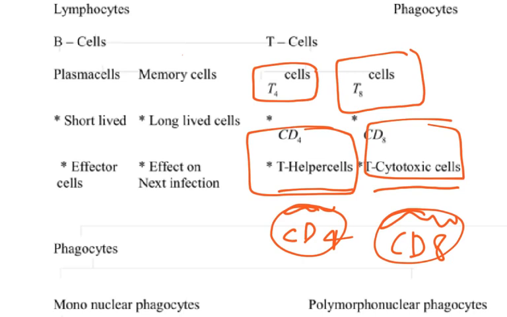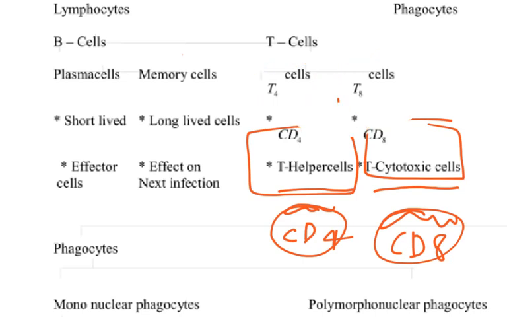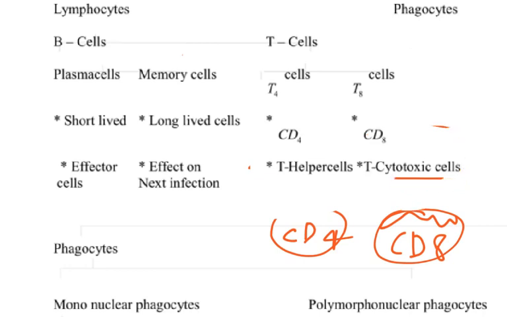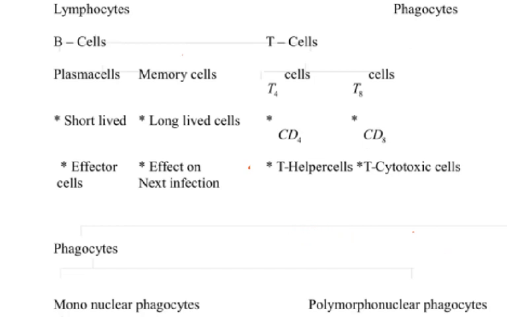So, among the lymphocytes, there are basically two types: B cells and T cells. The T lymphocytes are of two types: T4 or T8, or we say CD4 or CD8, or we call them T helper or T cytotoxic cells. T helper cell, CD4 cell, or T4 cell. T cytotoxic cell, CD8 cell, or T8 cell, based on the cluster differentiating molecule CD4 or CD8.